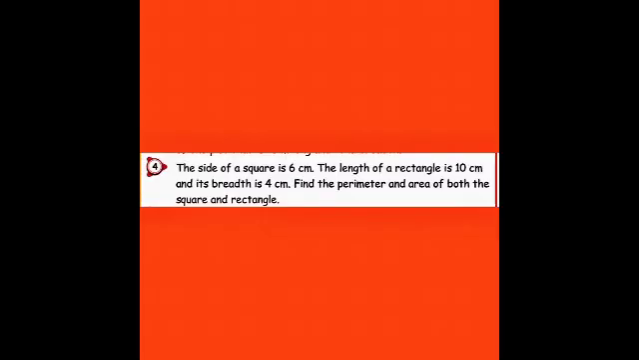Move on to the next question. The side of a square is 6 cm. The length of a rectangle is 10 cm and the breadth is 4 cm. Find the area and perimeter of both the square and rectangle. So we want to find the area and perimeter for both square and rectangle. First we will find the perimeter and area for the square.